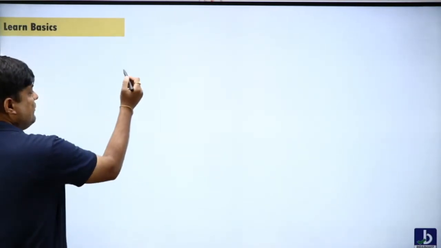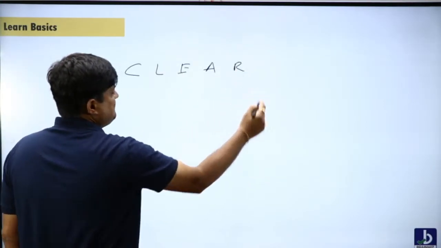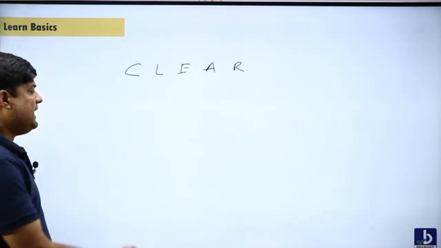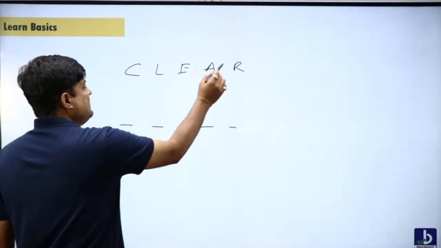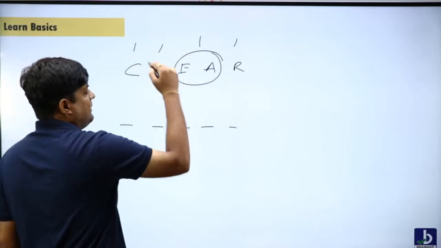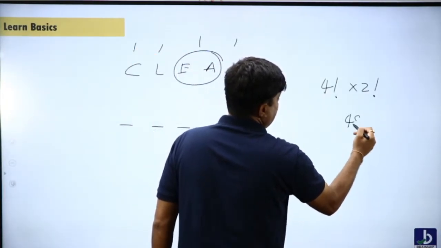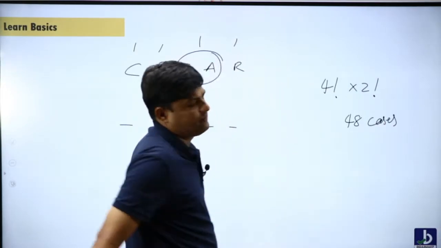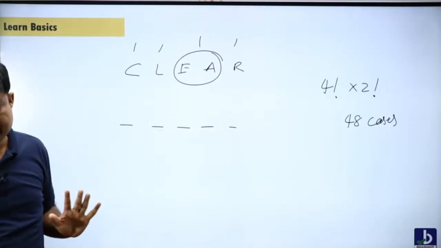Listen everybody. C L E A R. There are 5 letters, and I wanted to arrange them such that vowels are together. 4 factorial times 2 factorial, 48 cases. This is what you have learned. Together concept, you got the answer instantly.